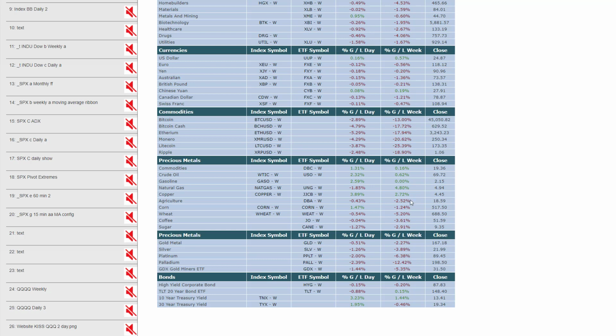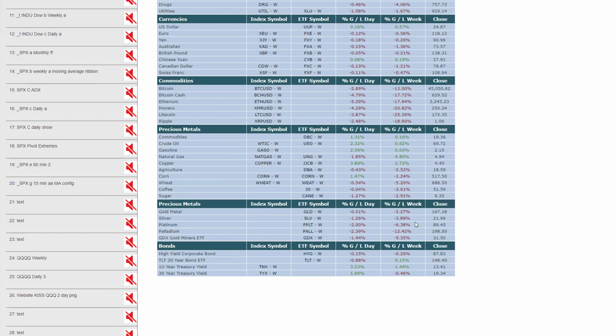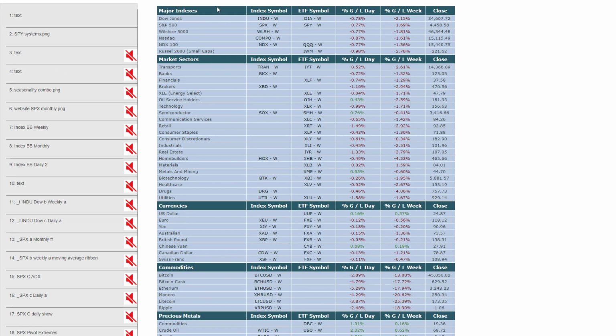Now, what I don't have on here is some of the more oddball commodities like uranium, which has been on fire. I'll show that below. I've been super bullish on that. And here are bonds below. TLT was up slightly for the week. It's still in that big coil, and high yield corporate was down slightly.